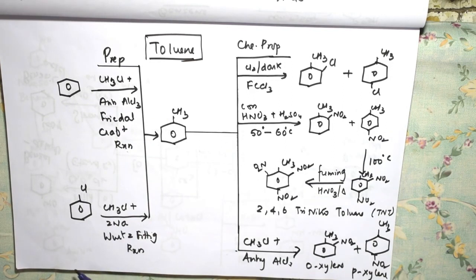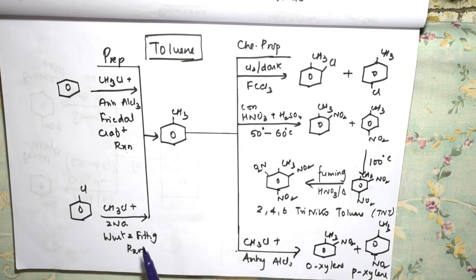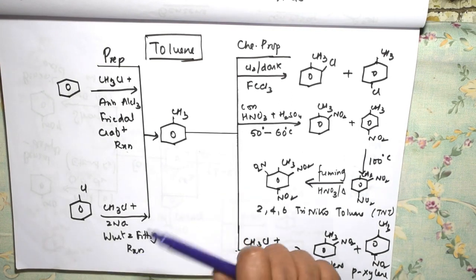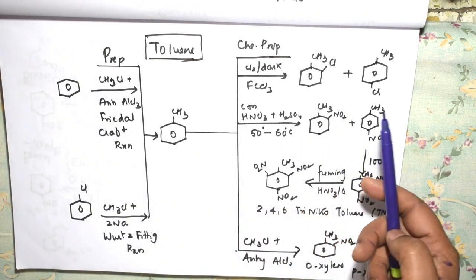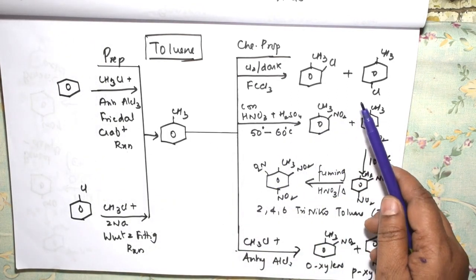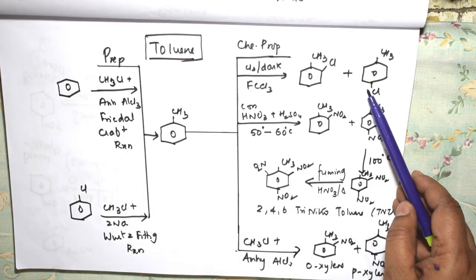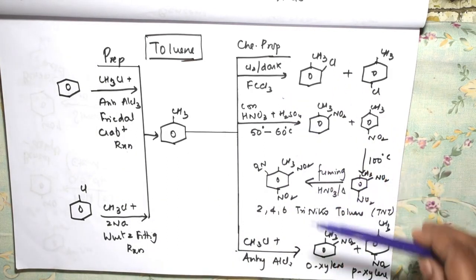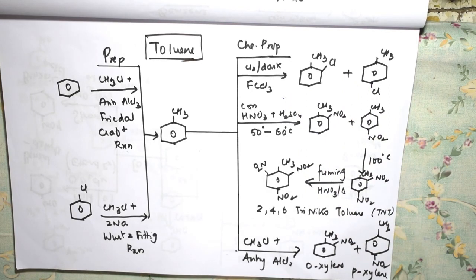I can prepare toluene using the Friedel-Crafts reaction and the Wurtz-Fittig reaction. Further, this toluene I can convert, because it is ortho-para directing, with ortho and para groups. Chlorination, nitration, Friedel-Crafts alkylation. I have shown all the ortho-para directing groups. Everything is noted. Here there is one compound.